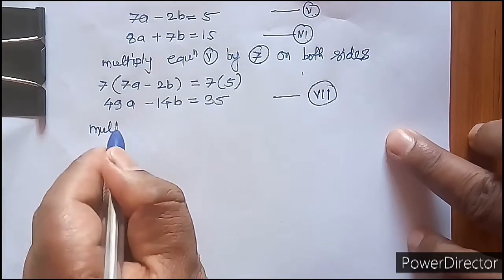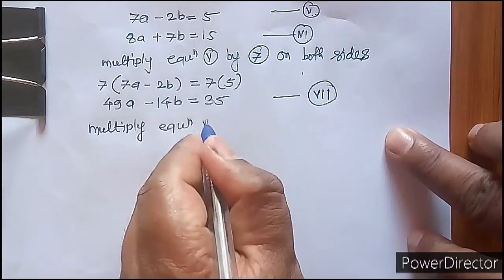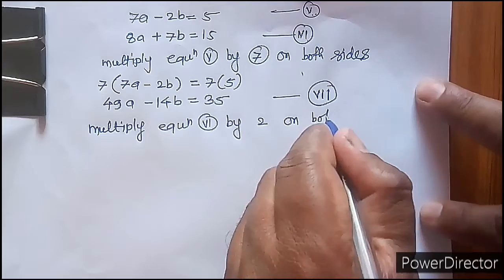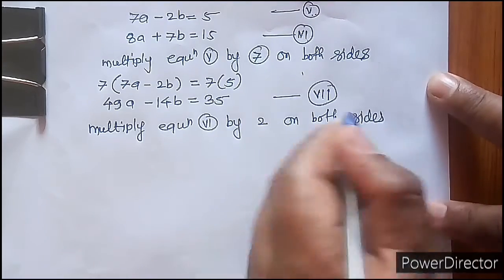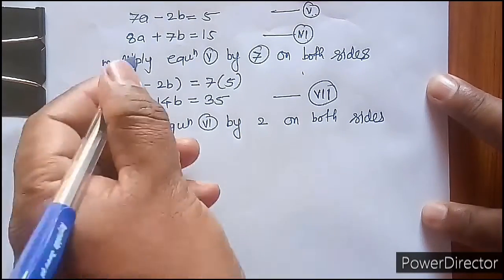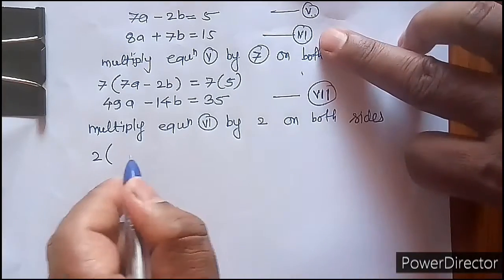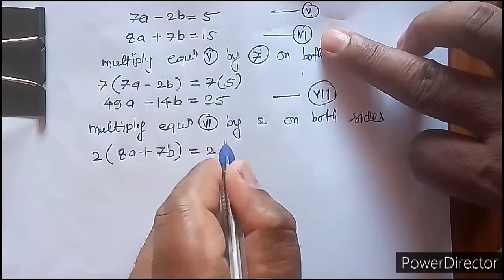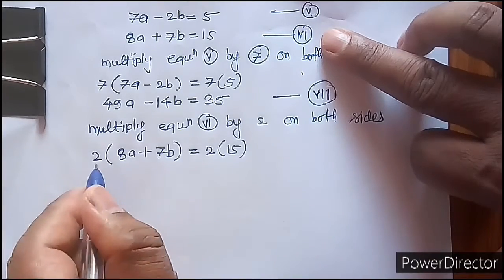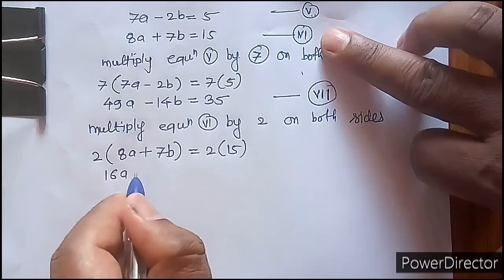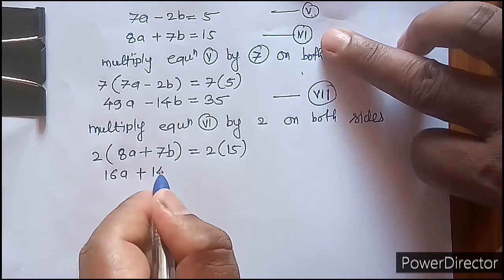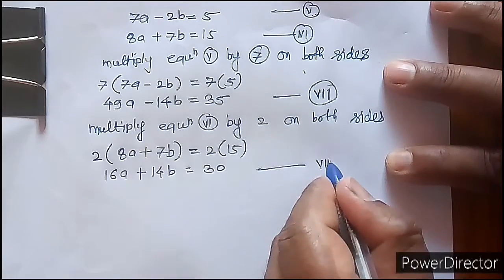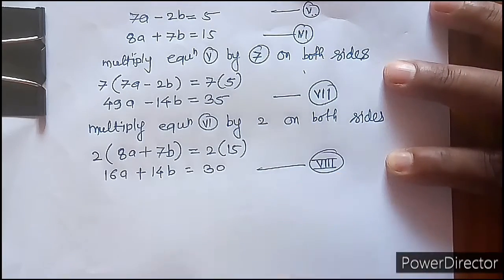Now multiply equation 6 by 2 on both sides. What we get is, multiply 2 on the left side of equation number 6, that is 8a plus 7b, equals 2 into 15. We get 2 into 8a, 16 of a, plus 2 into 7b, 14 of b, equals 30. Give it equation number 8. This is equation number 8.